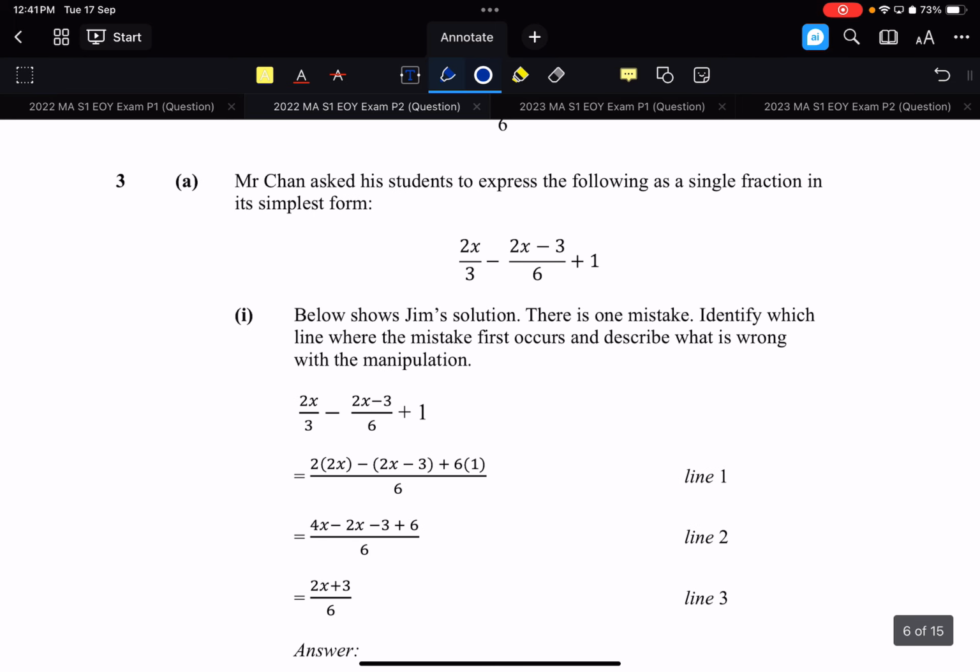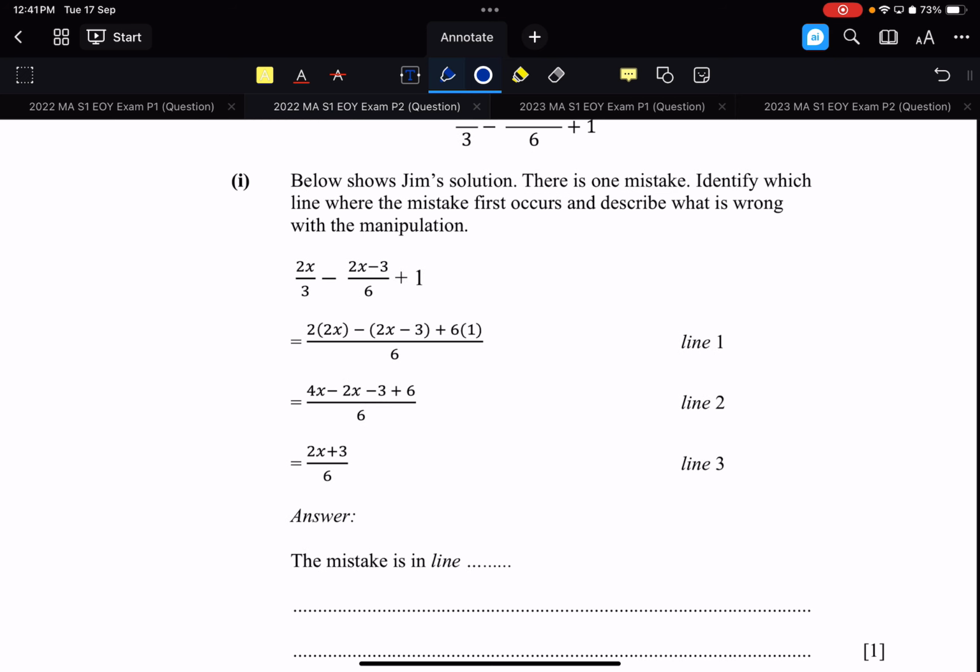Next one. Mr. Chan asked his students to express the following as a single fraction in the simplest form. Below shows Jim's solution. There's one mistake that Jim made. Identify which line the mistake first occurred and describe what is wrong. So let's take a look at Jim's working.